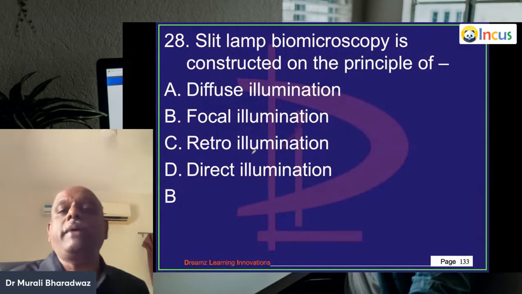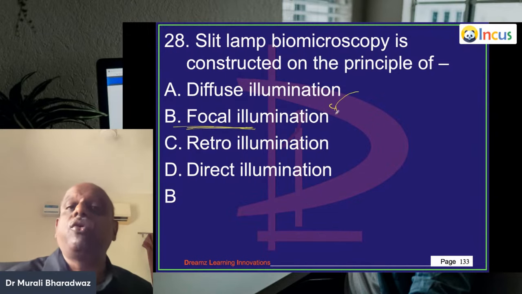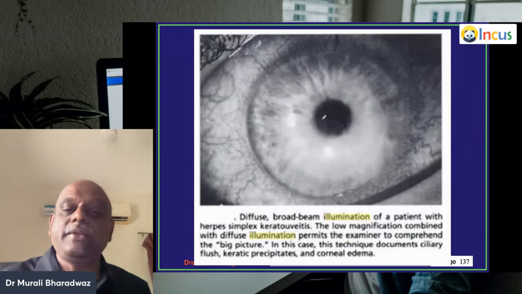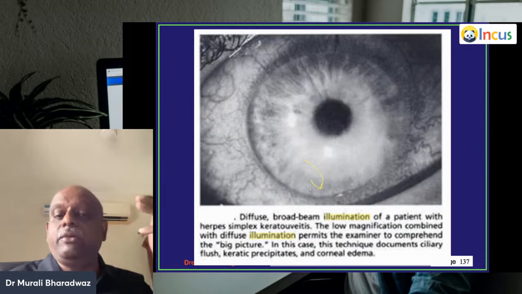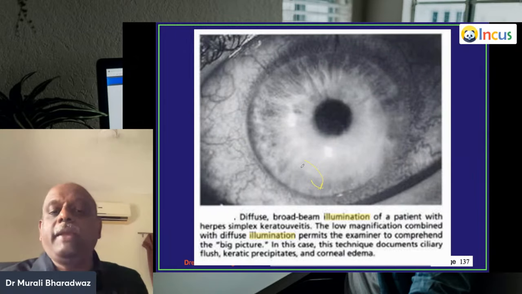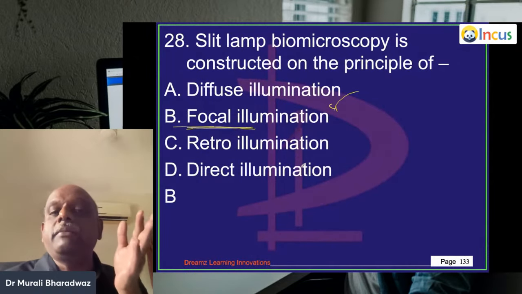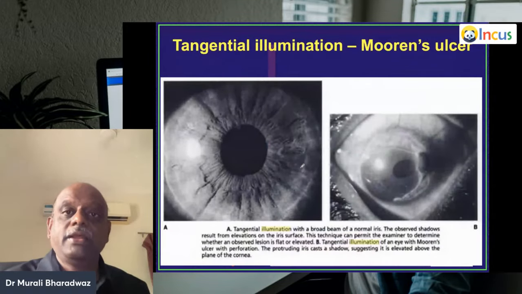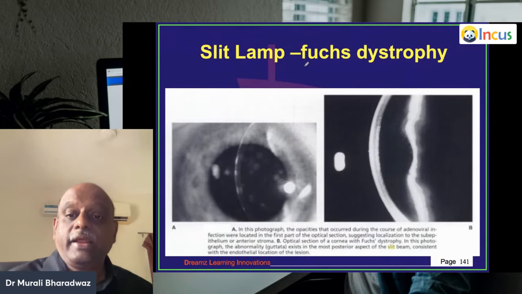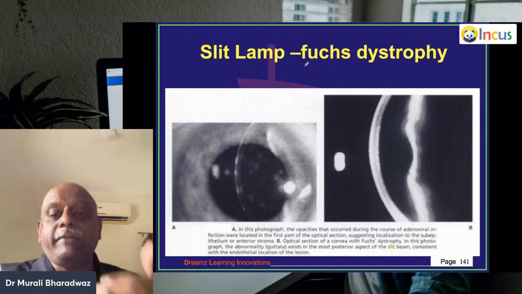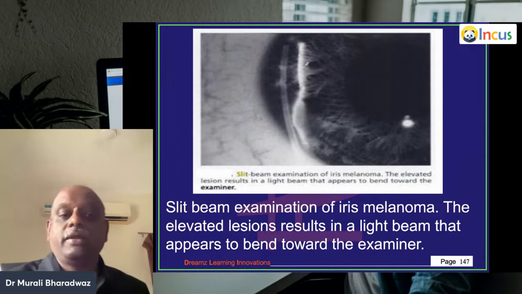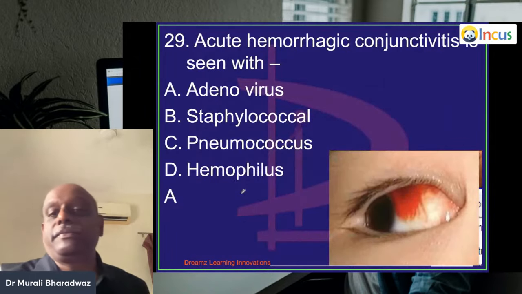Now, slit lamp biomicroscopy is based on the principle of focal illumination. It's a big, deep concept in ophthalmology, so let's not get into that. But diffuse broad beam illumination is used in herpes simplex keratitis and uveitis, whereas slit lamp biomicroscopy is all about focal illumination. Mooren's ulcer is found with tangential illumination. Fuchs dystrophy, we use slit lamp and focal illumination. And melanoma-like lesions are found once more with slit beam illumination.